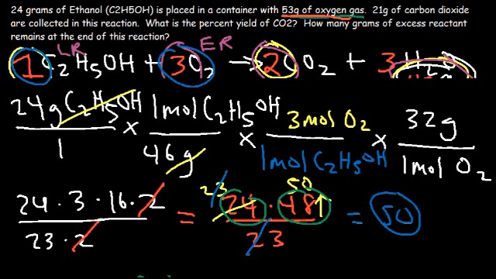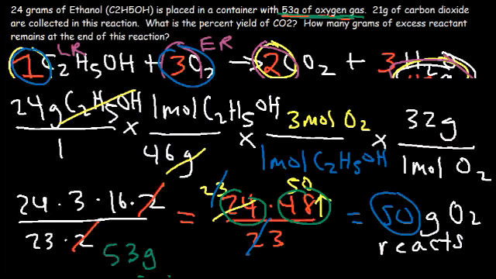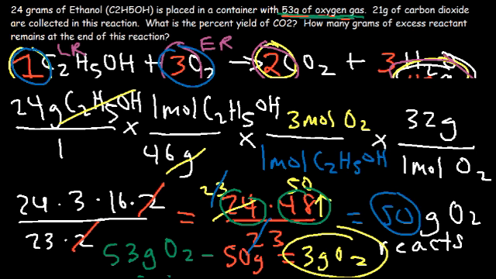Now, we don't have the final answer yet. The 50 is the amount of oxygen that actually reacts in this reaction. So the amount that's left over is the difference between 53 and 50. So we have 53 grams of oxygen gas to begin with. And out of the 53, only 50 grams react. So the amount that's left over is 53 minus 50, which is 3 grams of oxygen. And this is the amount of the excess reactant that remains at the end of this reaction. So that's the final answer to the second part of this problem.